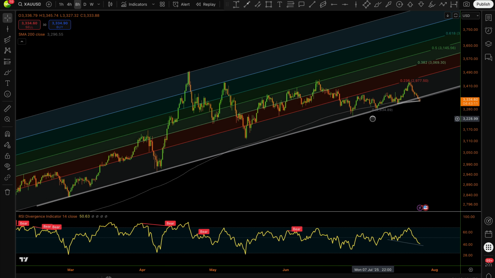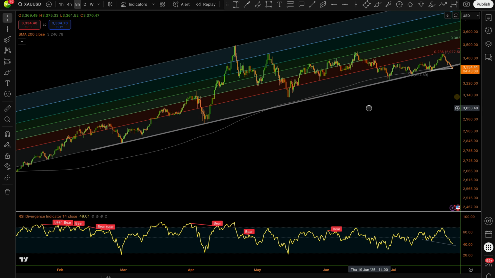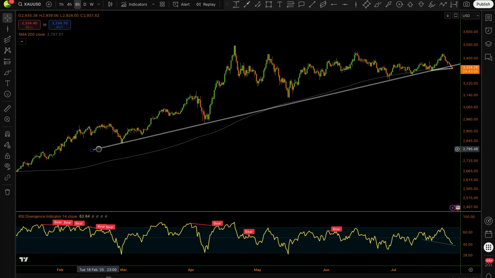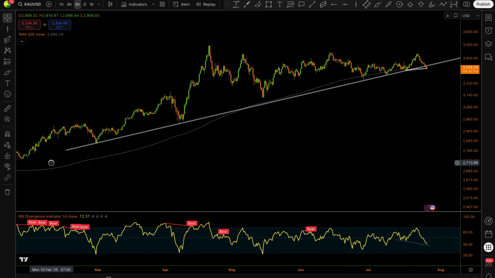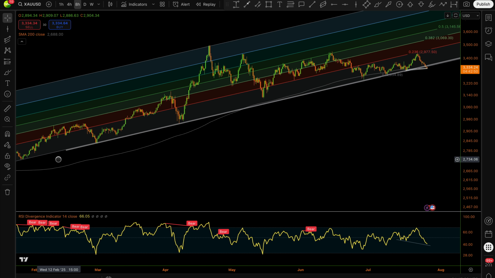The most important thing we have over here is the long-term trend line. Temporarily, I'm going to delete this, and I'm showing you the focus on this trend line. As long as this trend line holds, gold is in a bullish state and will continue to be bullish. So I'm going to put that back here.